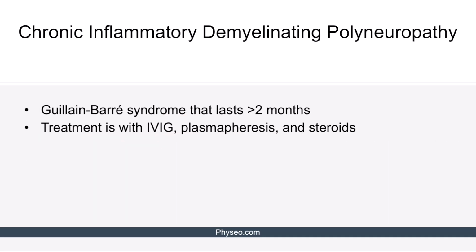Now, chronic inflammatory demyelinating polyneuropathy, or CIDP, is basically Guillain-Barré syndrome that lasts more than 2 months. So where Guillain-Barré was acute inflammatory demyelinating polyneuropathy, this is chronic, so more than 2 months. Now, how do you treat it? Well, you treat it with IVIG, plasmapheresis, and unlike Guillain-Barré syndrome, you can give steroids.